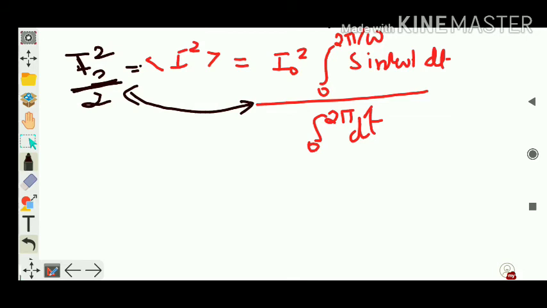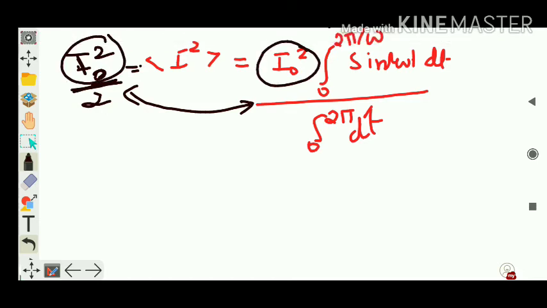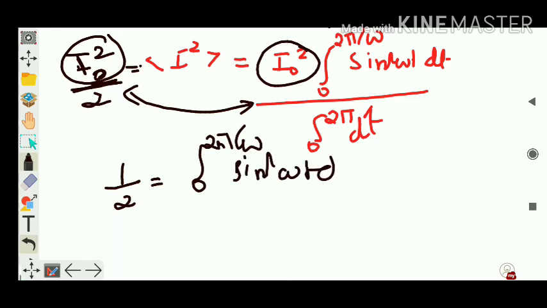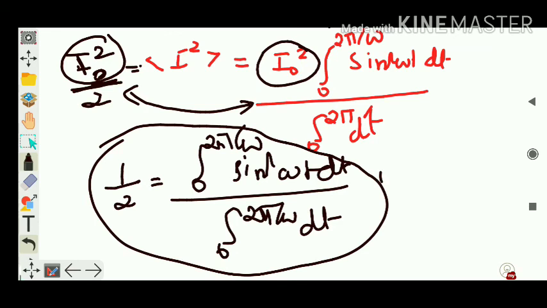When I compare these, there is an I naught squared on both sides. So if I compare these two equations, I can confirm that 1 by 2 is equal to integral 0 to 2 pi by omega of sine squared omega t dt, divided by integral 0 to 2 pi by omega dt. Please learn this value by heart: integral 0 to 2 pi by omega of sine squared omega t dt divided by integral 0 to 2 pi by omega dt has the value 1 by 2. It will be very useful later on.